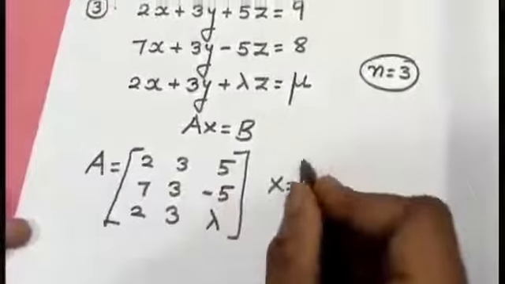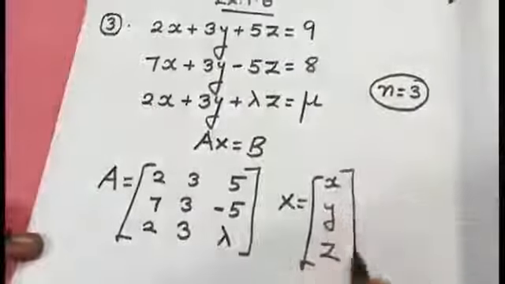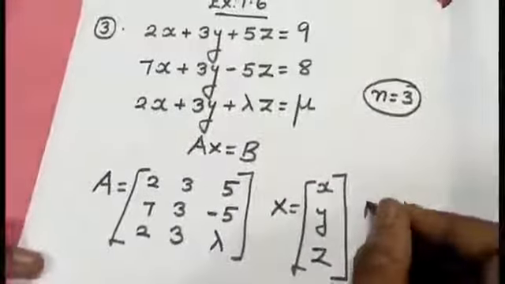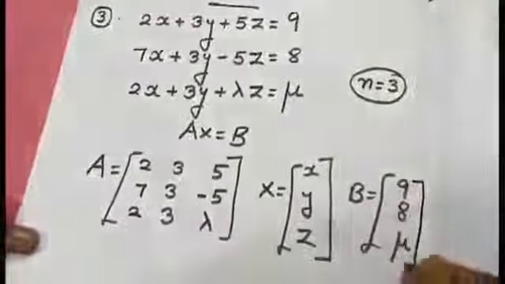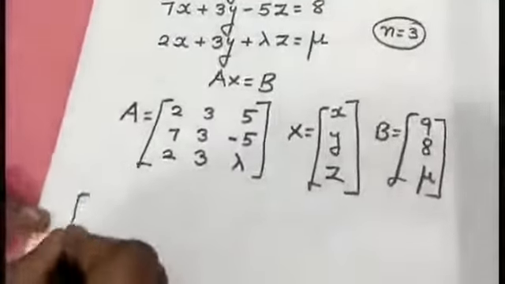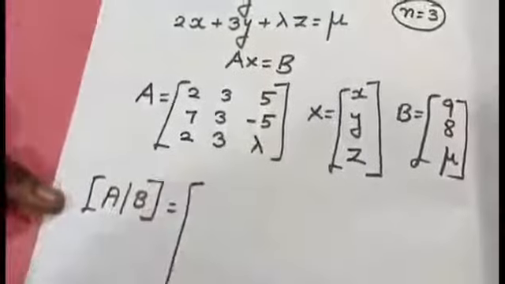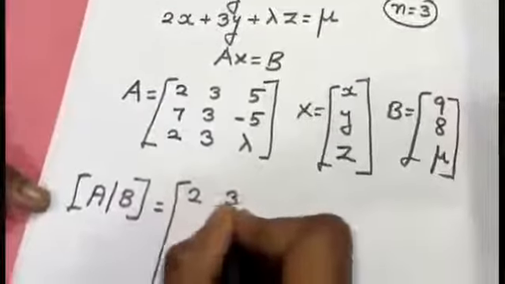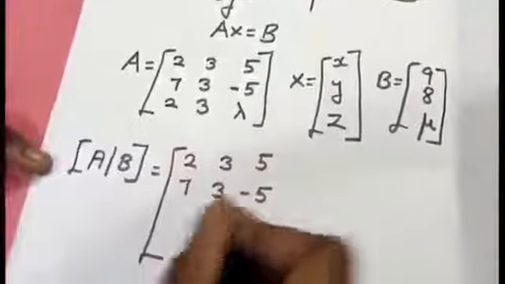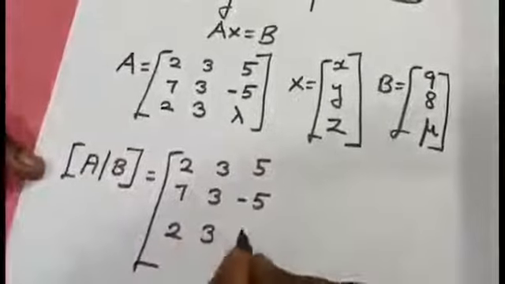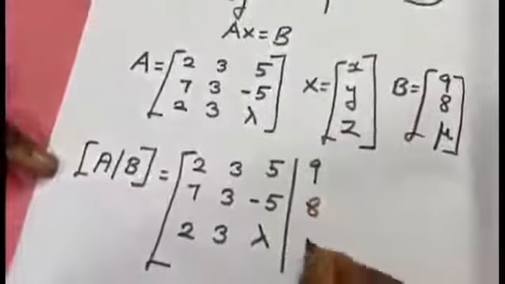X is nothing but the variables x, y, z, and B is your constant, that is 9, 8, nu. Now I am going to find the augmented matrix, that is A, B. How to write the augmented matrix? That is 2, 3, 5, 7, 3, minus 5, 2, 3, lambda, 9, 8, nu.